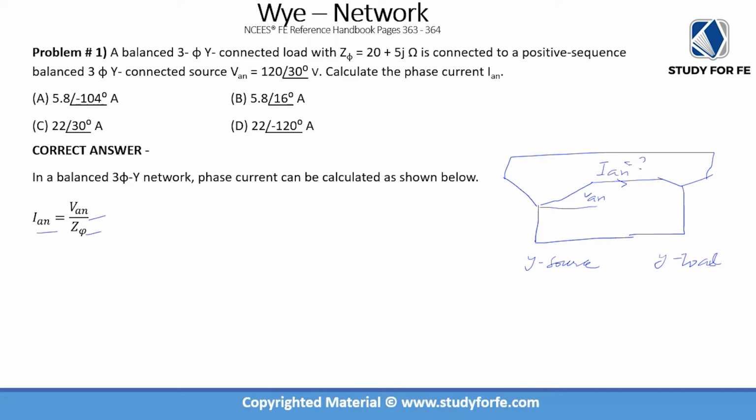Your Z phase is identical for all of these, and Z phase is actually provided as well. So the beauty of the Y network, and a lot of times the Y network is much easier to solve as compared to the delta network. That's why we will also discuss Y-delta transformation. But in a Y network, if you have a Y-connected source and Y-connected load, then it simply becomes Ohm's law, because your VAN is equal to IAN times Z phase. So your IAN becomes VAN divided by Z phase.